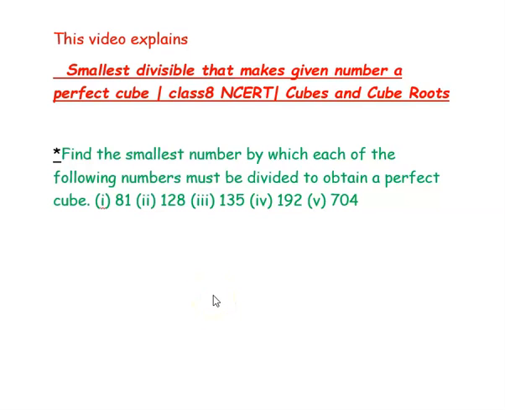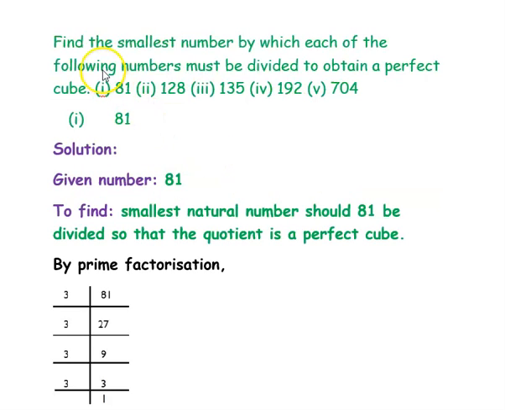In this video, we are going to see a few examples on how to find the smallest divisor that makes the given number a perfect cube. The given question is, find the smallest number by which each of the following numbers must be divided to obtain a perfect cube. The first number is 81.